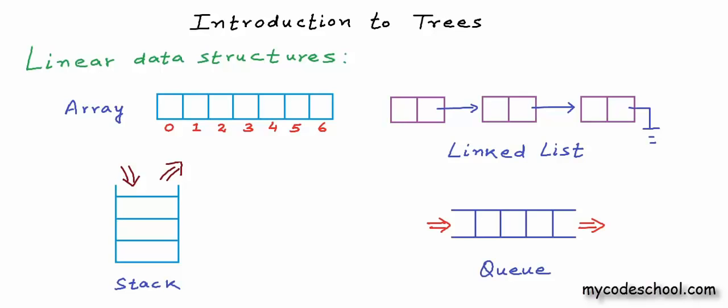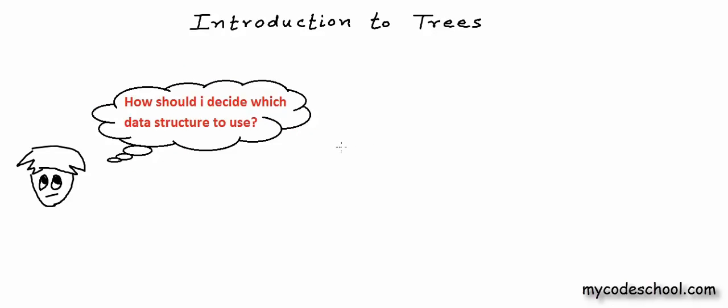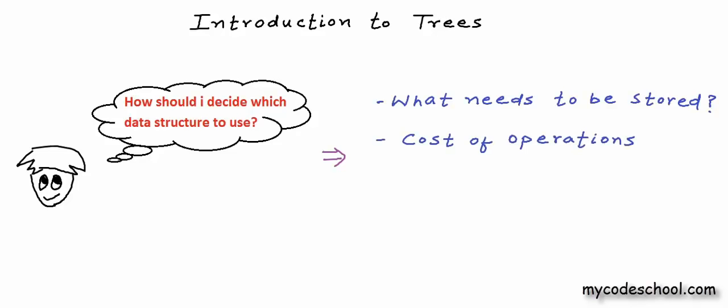Now, as we understand, these data structures are ways to store and organize data in computers. For different kinds of data, we use different kinds of data structure. Our choice of data structure depends upon a number of factors. First of all, it's about what needs to be stored. A certain data structure can be best fit for a particular kind of data. Then we may care for the cost of operations. Quite often, we want to minimize the cost of most frequently performed operations.